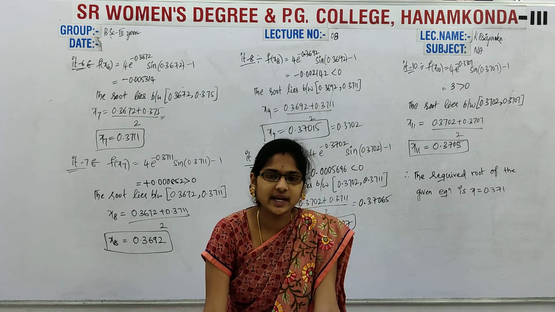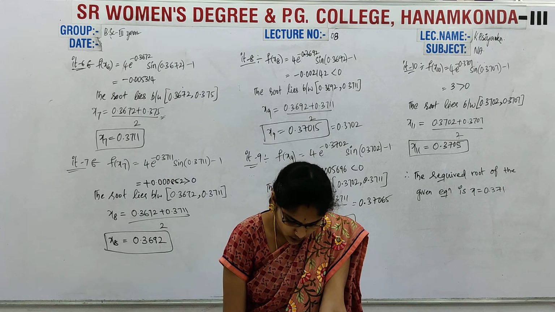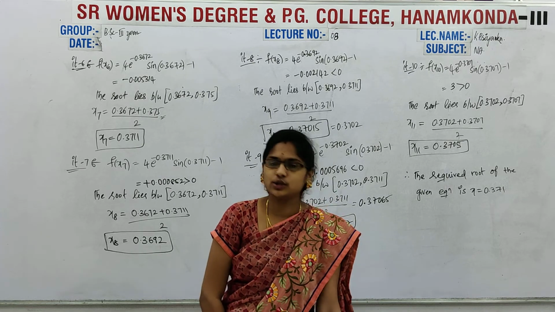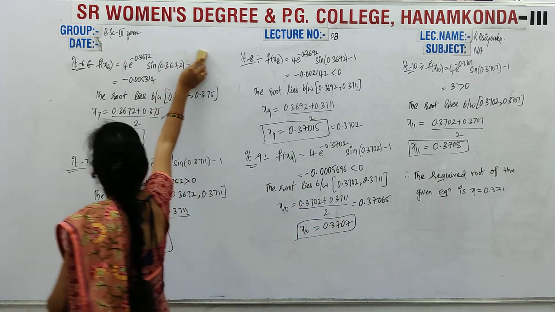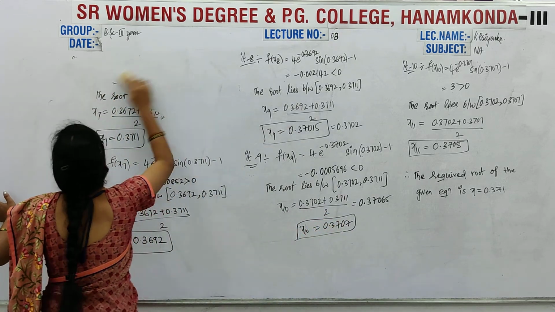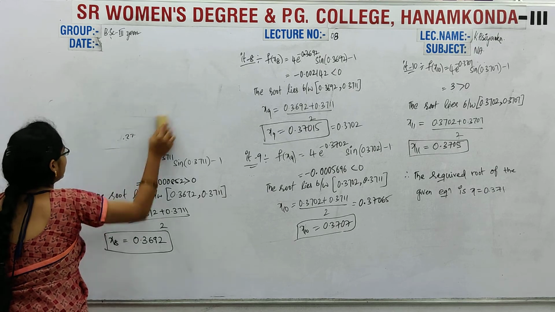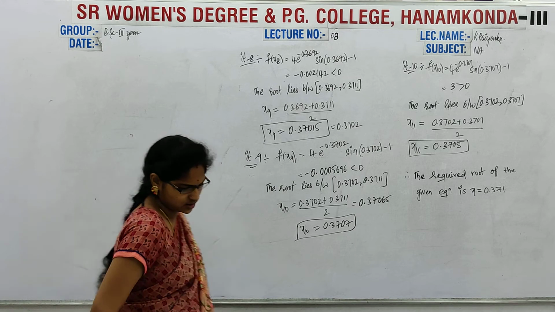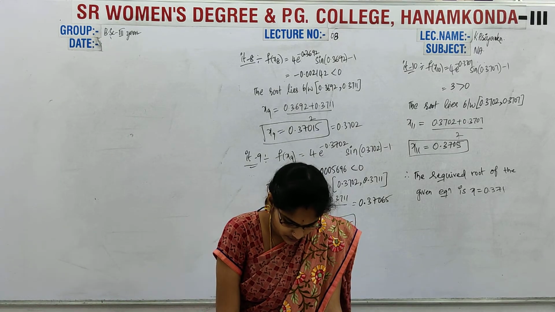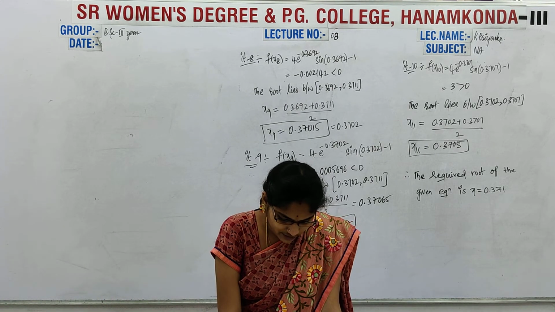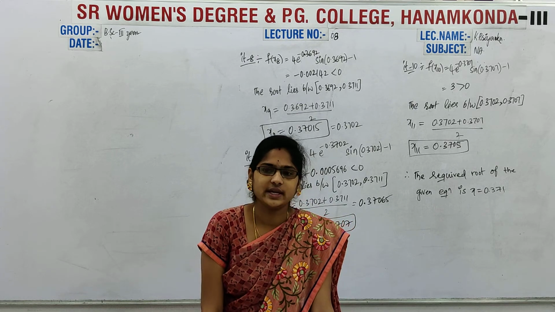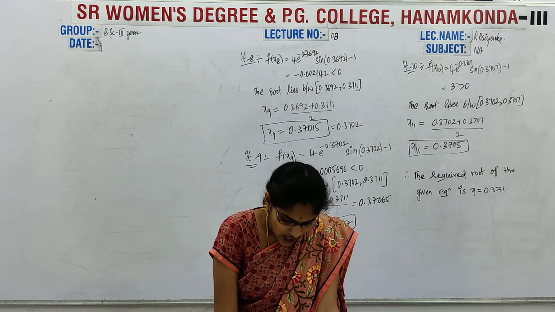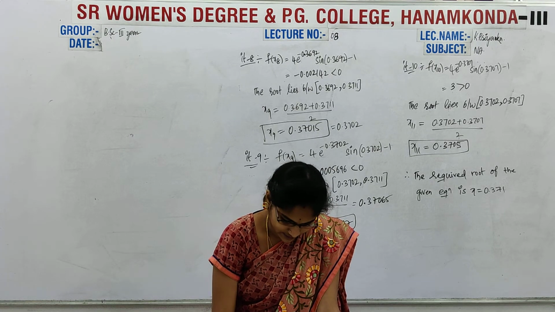Now second question, write down. Second question, obtain a root correct to 3 decimal places. The 3 decimal places are like this only. Okay, correct to 3 decimal places of each of the following equations, using the bisection method.